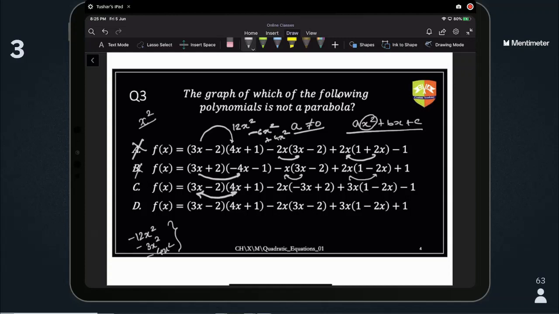So if you see the third one, it is 12x square. Then these two multiplied together will give you 6x square, and this together will give you minus 6x square. Again, not equal to zero. So all three were ruled out. D was the only option. Check: 3 into 4x, 12x square. Minus 2 into 3x, minus 6x square. 3x into minus 2x, minus 6x square. Total is 0.